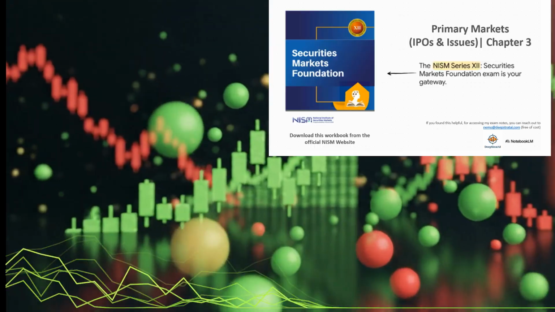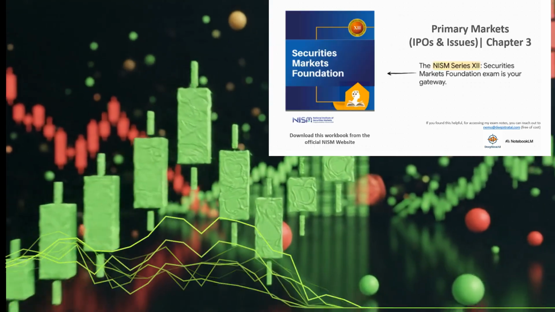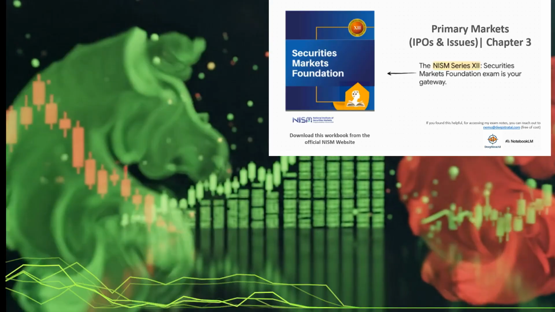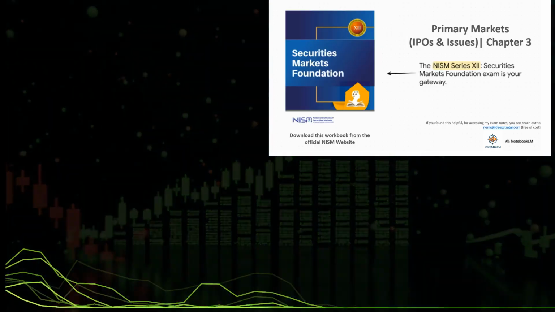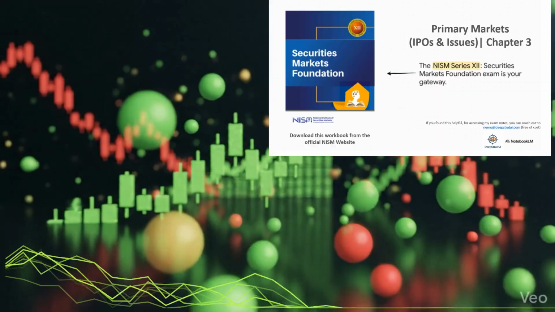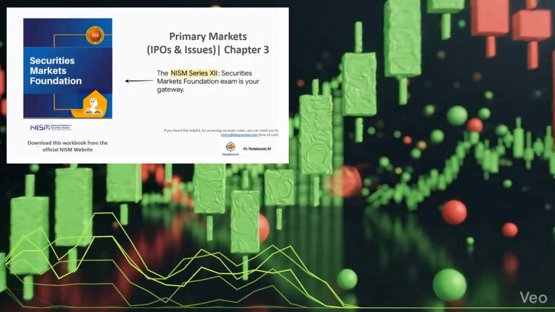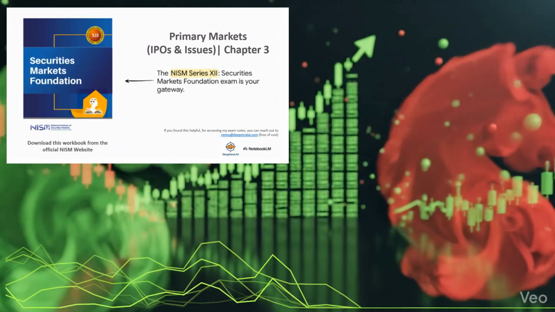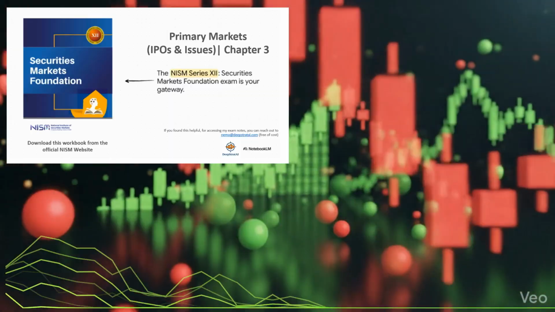Okay. Investors typically bid for the minimum bid lot, which usually corresponds to an application value between 10,000 and 15,000 rupees. Right. Bids can be revised or modified before the issue closes. Once the issue closes, the BRLM determines the cutoff price and the basis of allotment is finalized.